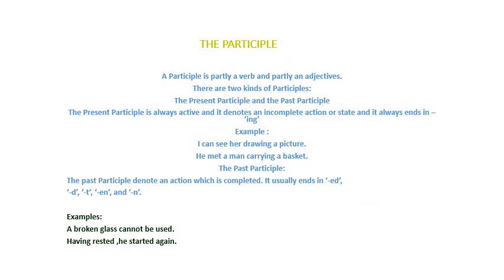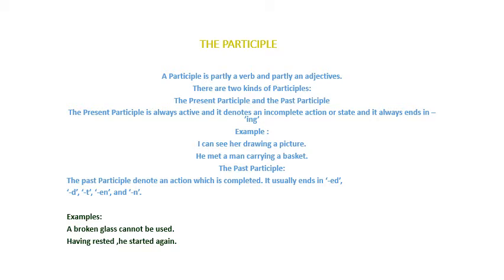The participle. The participle is partly a verb and partly an adjective. There are two kinds of participle, the present participle and the past participle. The present participle is always active and it denotes an incomplete action or state and always ends in ing form. I can see her drawing a picture. He met a man carrying a basket.